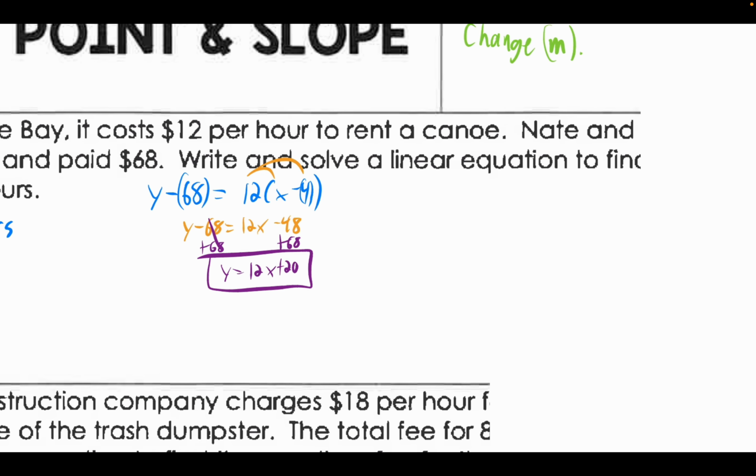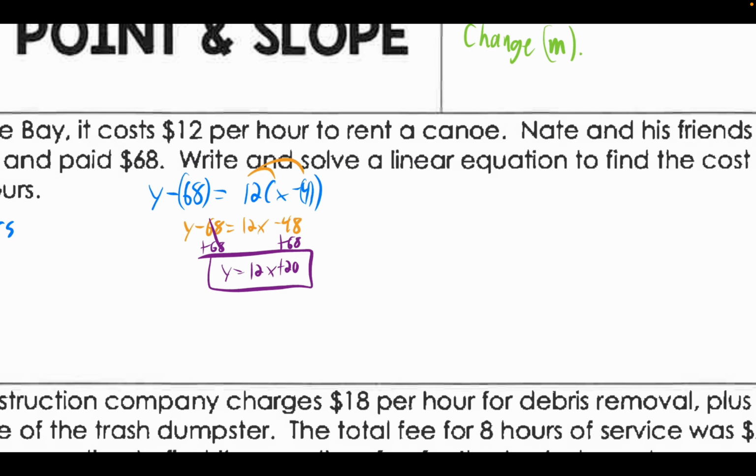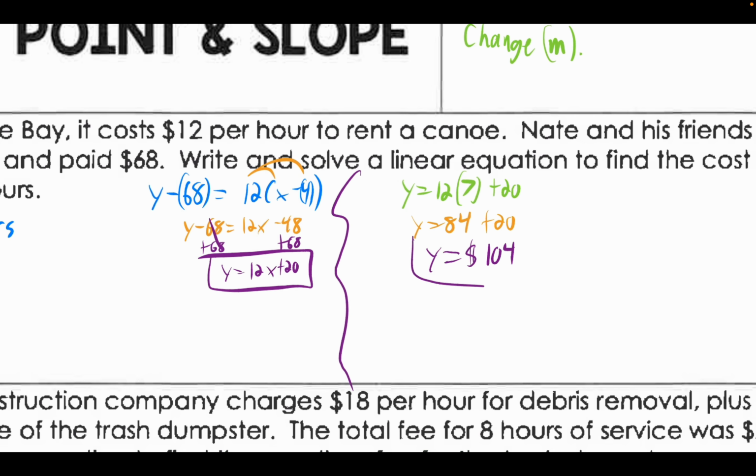Now I go ahead and use that equation. I say, okay, now what would the cost have been had it been rented for 7 hours? And so we do y equals 12 times 7 for x plus 20. And 7 times 12 is 84, so we have 84 plus 20. And that would end up telling us that it would cost $104 to rent the canoe for 7 hours.